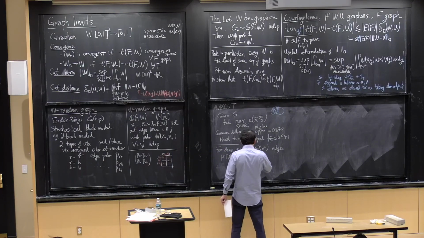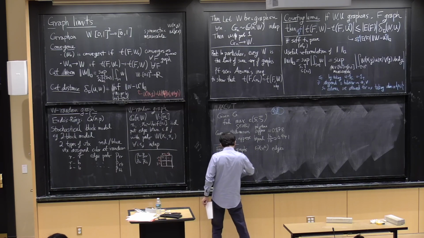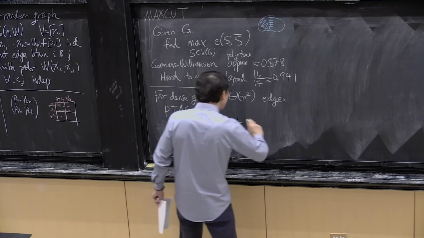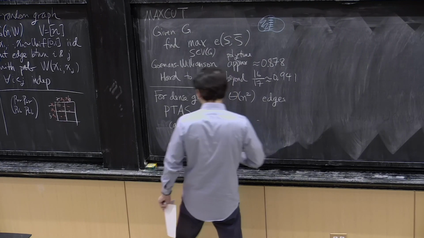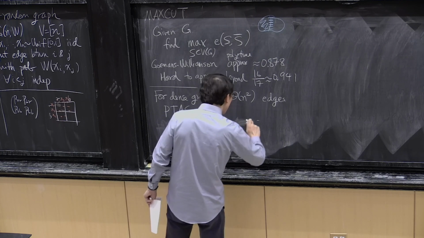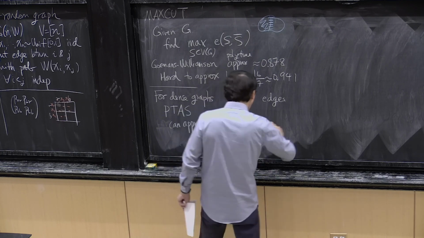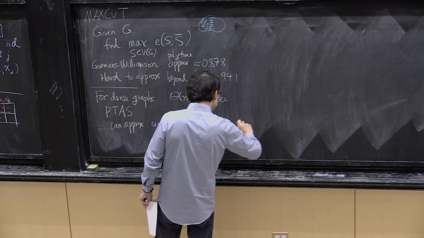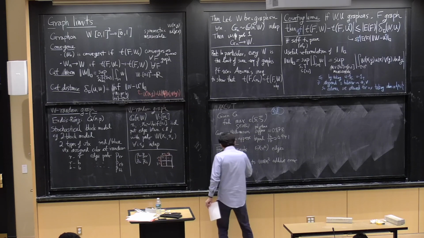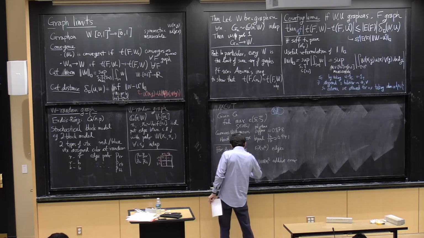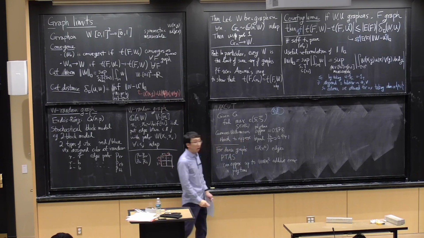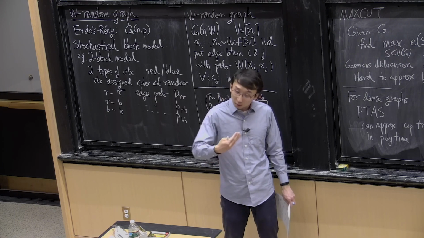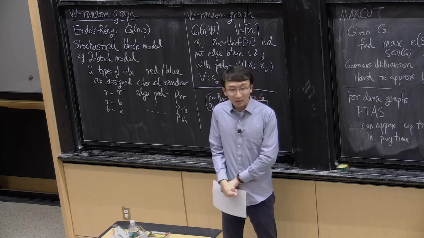So one can approximate up to 1 minus epsilon ratio. So one can approximate up to epsilon n squared additive error in polynomial time. So in particular, if I'm willing to lose 0.01 n squared, then there's an algorithm to approximate the size of the max cut.